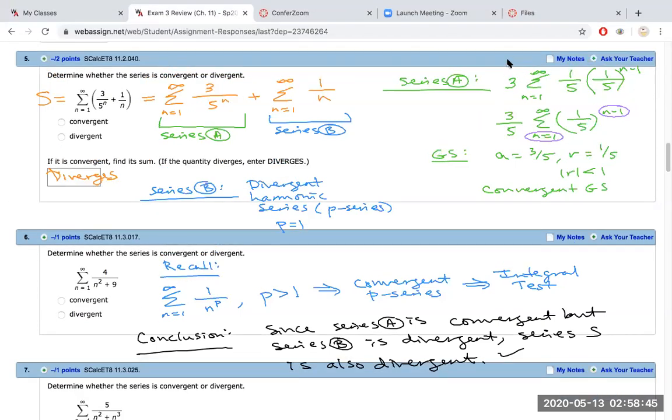Take a picture if you need it. I'm going to clear this out and move on to number 6.